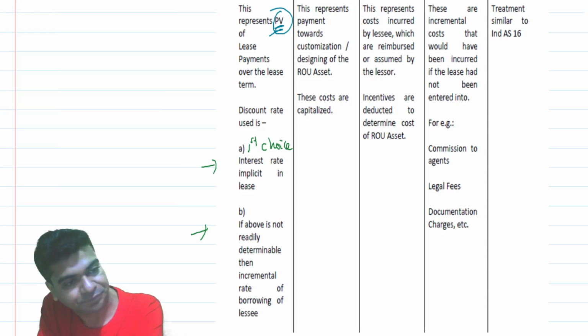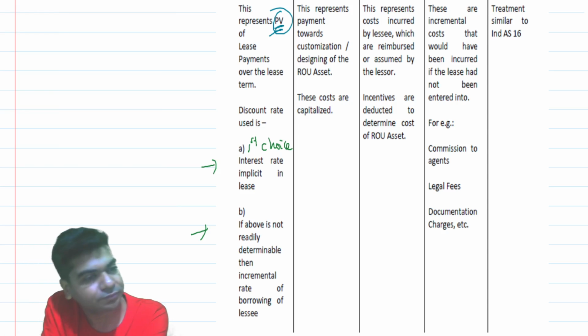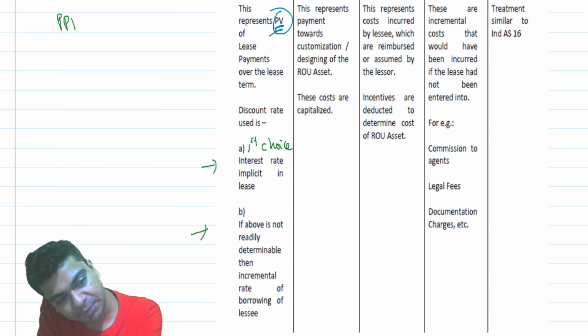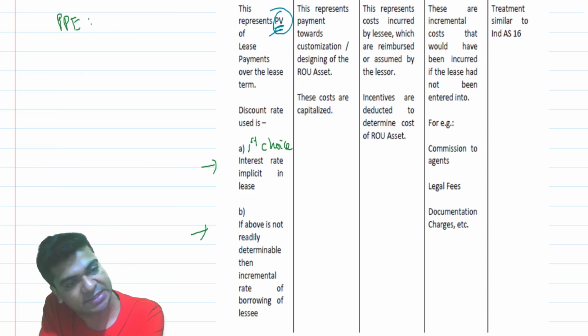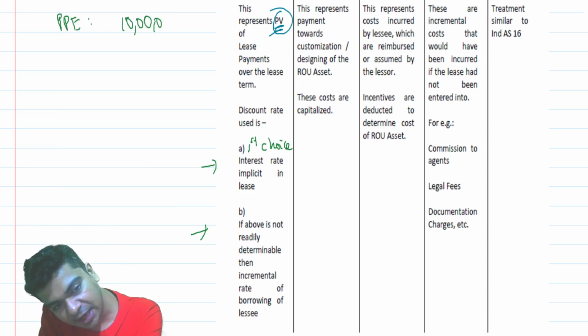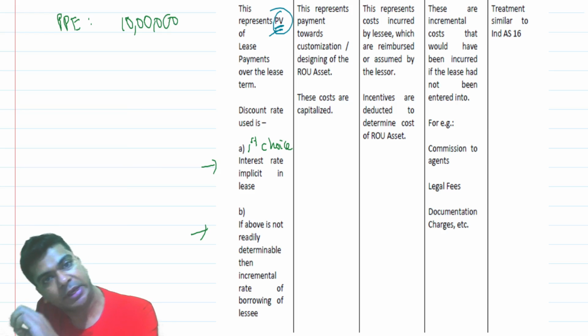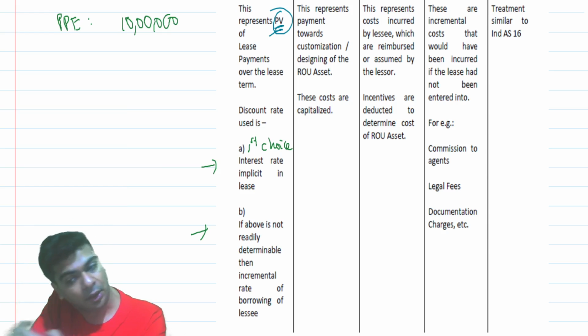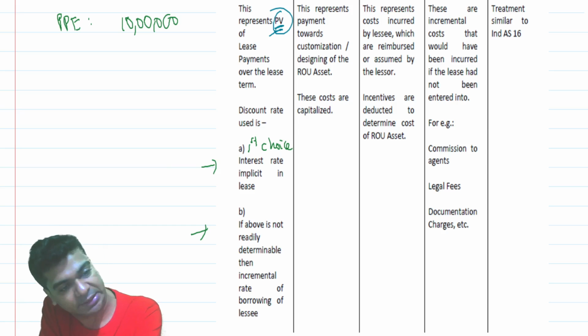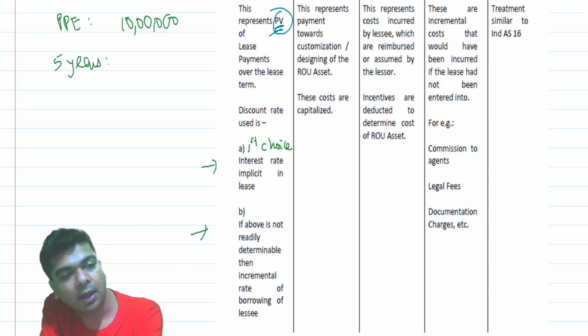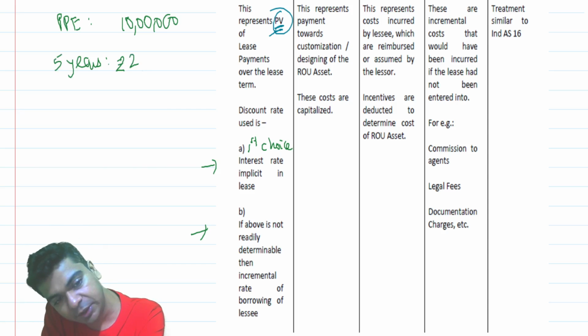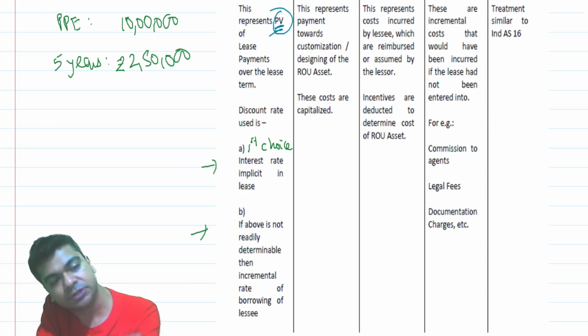Understand one thing. Let us say there is some item of PPE. Let's say this item of PPE is costing 10 lakhs of rupees. So here is a party who is first purchasing this item of PPE. And then this item of PPE is given out on lease. So let us say it is given out on lease for 5 years. Okay. And the lease rent that has been agreed to is 2,50,000.